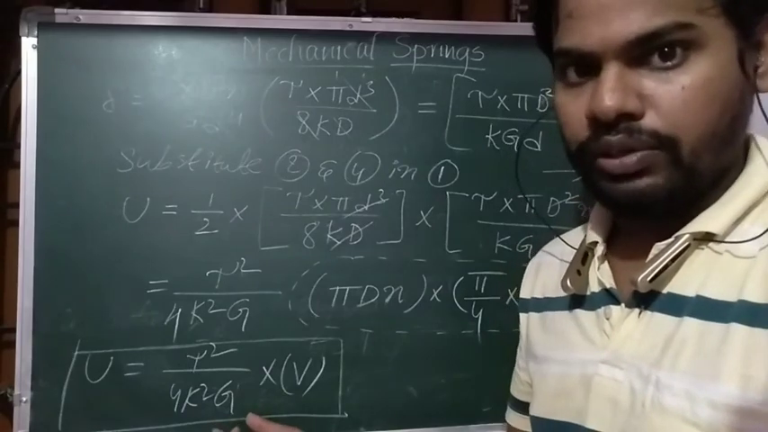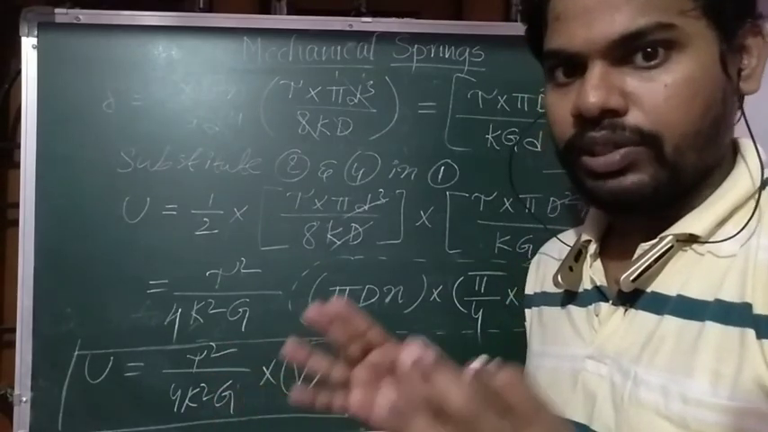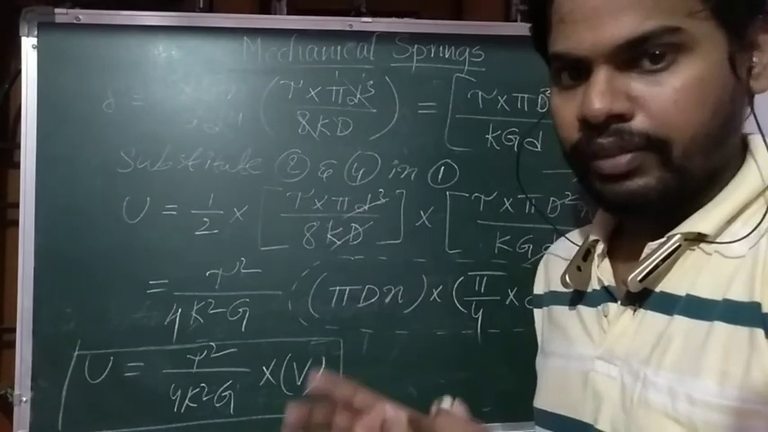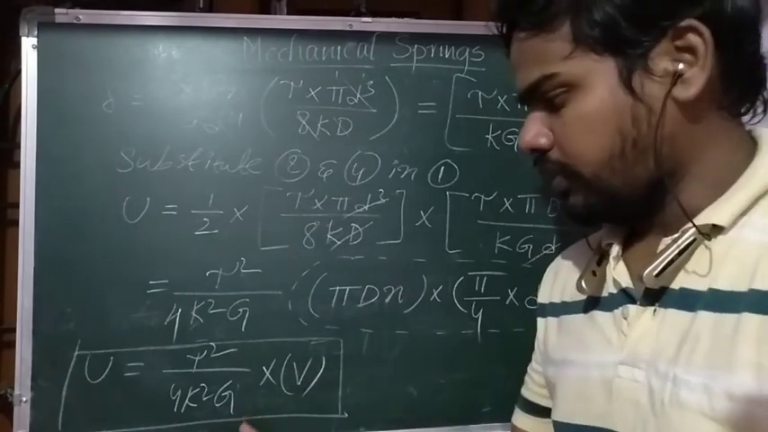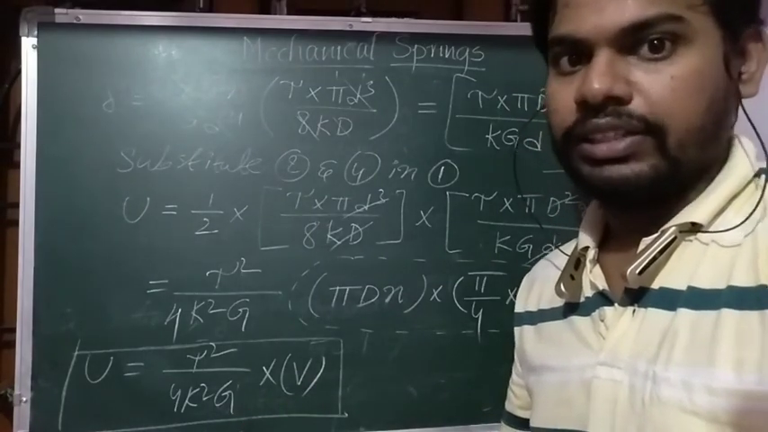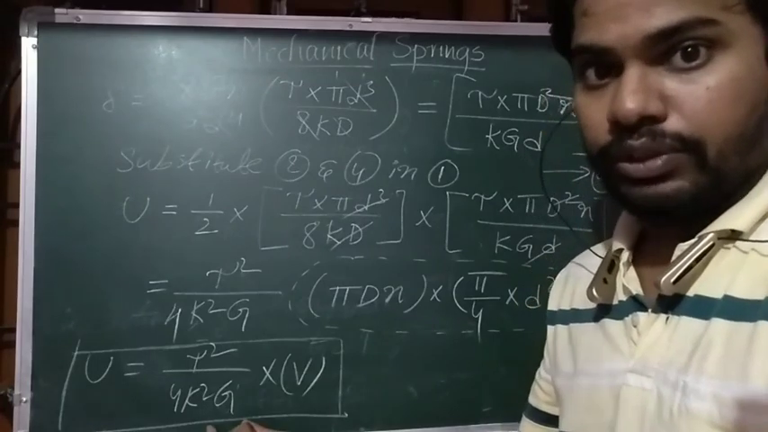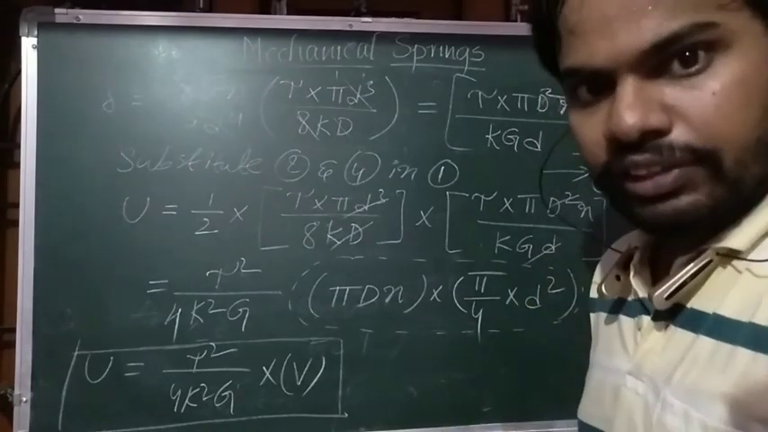Model 1 was problems related to maximum shear stress, and model 2 is problems related to this concept, energy storage capacity. Let's see one problem.